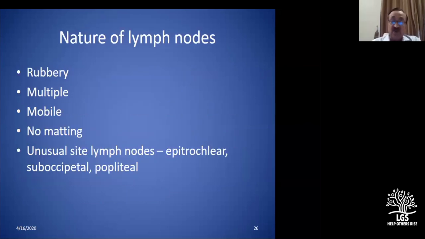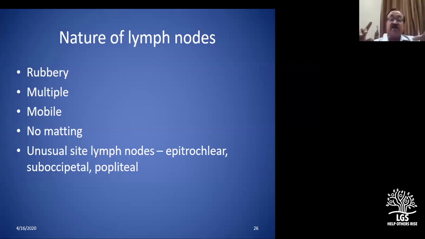So, nature of the nodes. What do you get in tuberculosis? They are multiple, firm, matted, mobile. Three M's, easy to remember for tuberculosis: multiple, matted, mobile. Now what about lymphoma? They are of a rubbery consistency, rather more of a firm. They are multiple, mobile, but no matting.